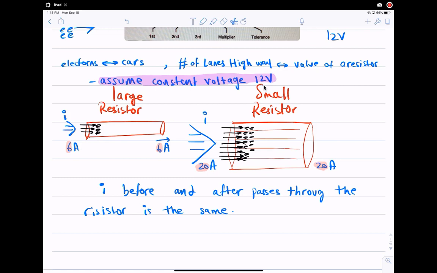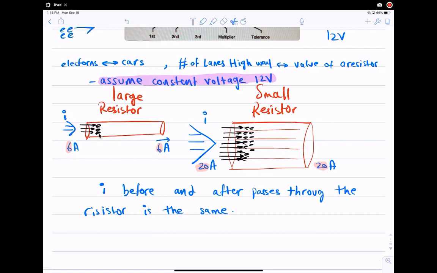Now another point I want to make here: the current before and after it passes through the resistor is the same. So if 6 amperes enter, it has to leave as 6 amperes. The resistance does not absorb any of the current. Don't think of it as something that absorbs electrons so it decreases them. No, it just keeps them the way they are.